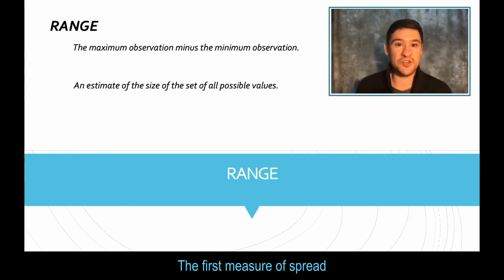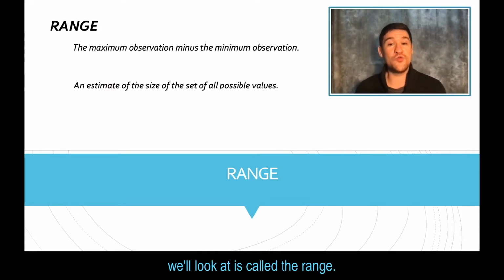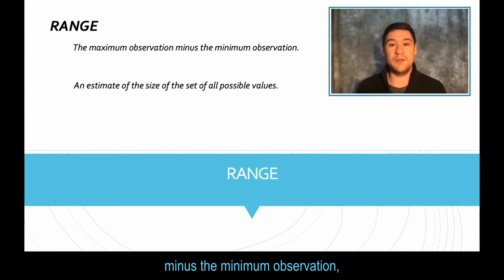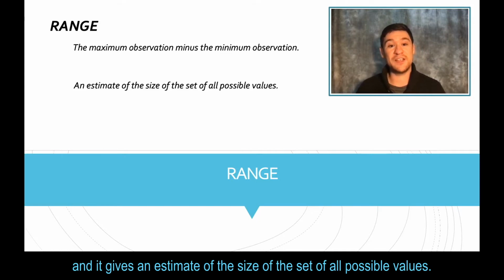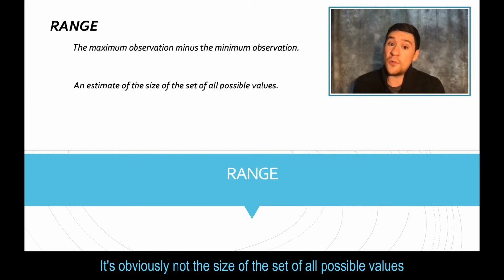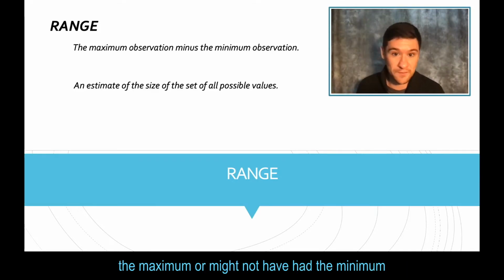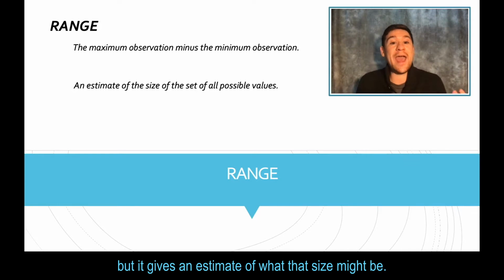The first measure of spread we look at is called the range. The range is the maximum observation minus the minimum observation, and it gives an estimate of the size of the set of all possible values. It's obviously not the size of the set of all possible values, because when you were doing your recordings you might not have had the maximum or might not have had the minimum, but it gives an estimate of what that size might be.